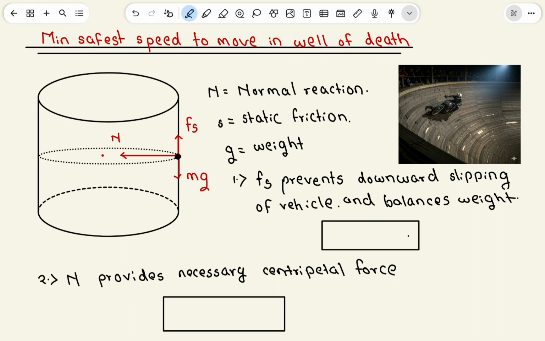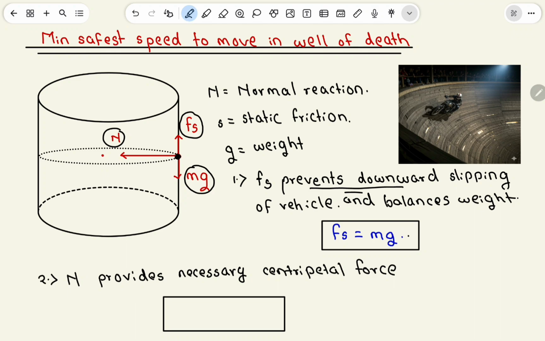To do that, we first have a look at the free body diagram of the vehicle, where we can see that the forces acting on the vehicle are the normal reaction towards the center. This normal reaction is exerted by the well on the vehicle. And then we have the static friction, which acts upwards, and there is a weight which is acting downwards. So we can see that this static friction is basically balancing the weight and preventing the downward slipping of the vehicle. So from this fact, we get our first equation, which is nothing but Fs is equal to mg.